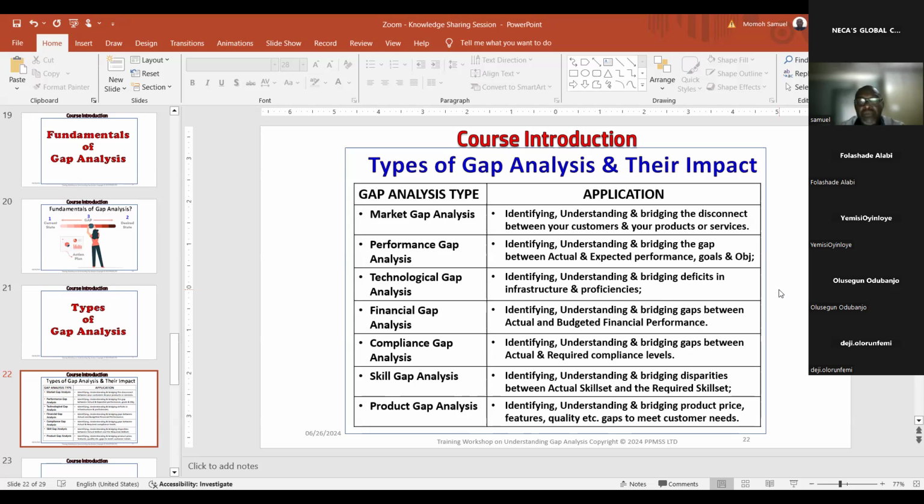As an individual, for example, you have a product which you want to launch into the market. The first thing is to identify your target market or the target public for that product. Where are they?